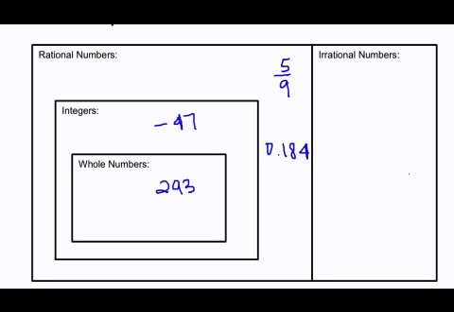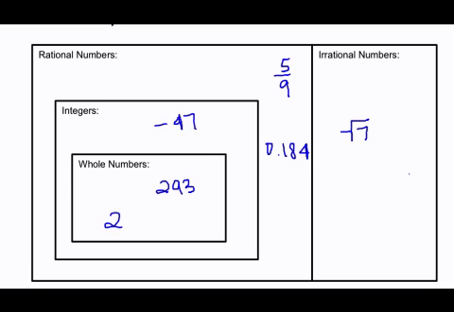The next one, 6/3. 6 divided by 3 is 2. So if we simplify this, 2 is actually a whole number. The next one is the square root of 7. Now, if you were to type that into your calculator, you'll notice that the decimal is going to go on and on and on forever. 2.645, and it keeps going. It never ends. So therefore, the square root of 7 is an irrational number.